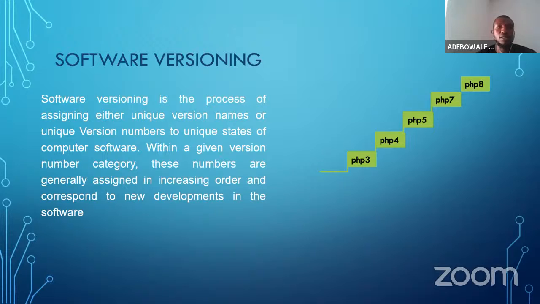Software versioning is the process of assigning either unique version names or unique version numbers to unique states of computer software. By this definition, I want us to understand the concept of software versioning as something which is not new in the development world. Even outside software development, it is not a new thing when we mean versioning.